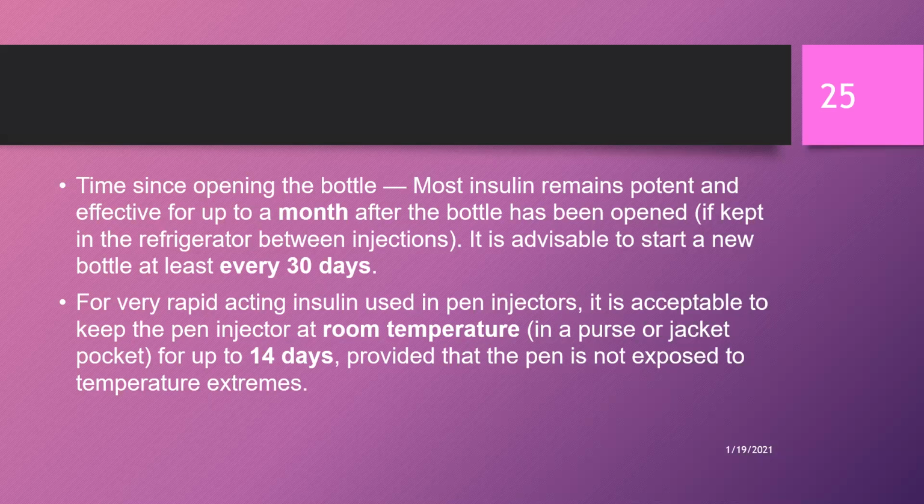Now, these are the factors which continue the insulin action: time since opening the bottle. Most insulin remains potent and effective for up to a month after the bottle has been opened, if kept in the refrigerator between injection times. It is advisable to start a new bottle at least every 30 days. So after 30 days, just discard the bottle.